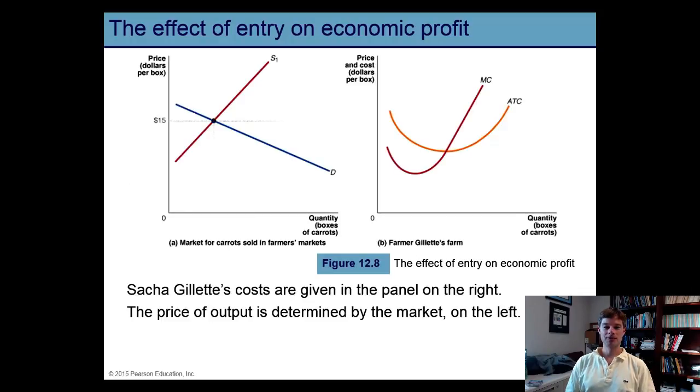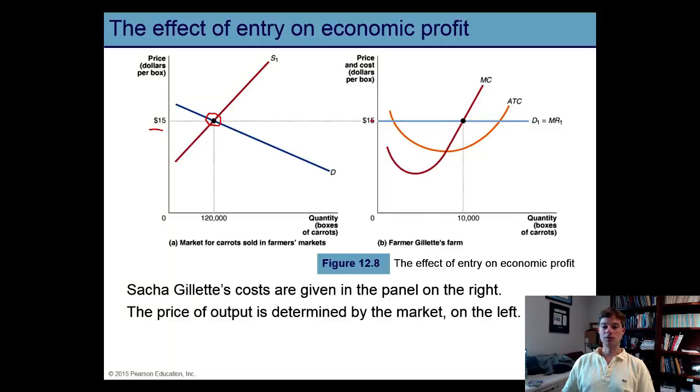Let's consider a perfectly competitive market where the firms in the market are earning positive economic profits in the short run. The graph on the right reflects the cost structure for an individual firm, and the graph on the left reflects the market. The market equilibrium price is going to be where supply equals demand. In this example, that's at a price of $15.